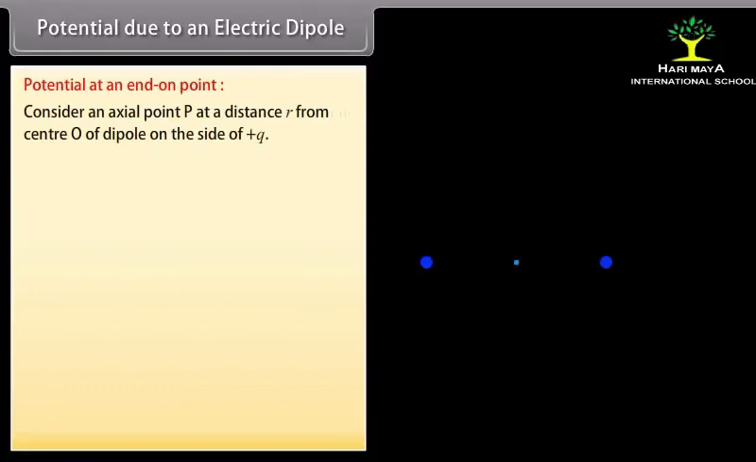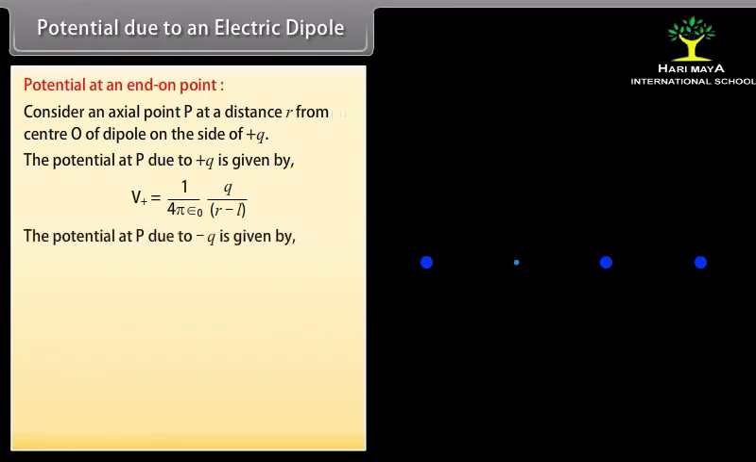Consider an axial point P at a distance r from center O of dipole on the side of plus q. The potential at P due to plus q is given by V positive equals 1 upon 4 pi epsilon naught multiplied by q upon r minus l. The potential at P due to minus q is given by V negative is equal to 1 upon 4 pi epsilon naught multiplied by minus q upon r plus l.